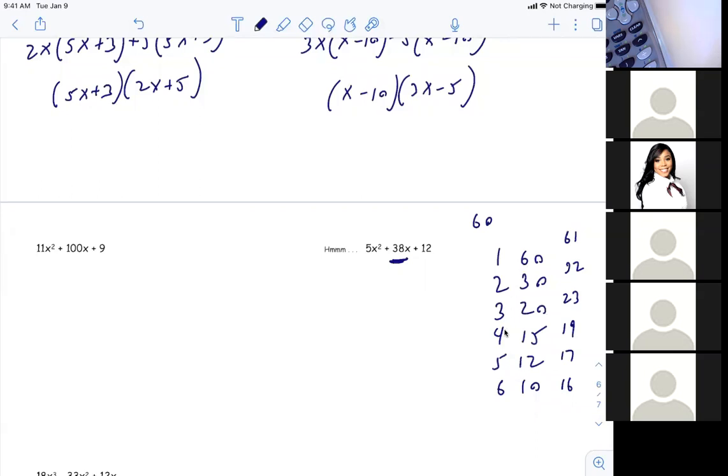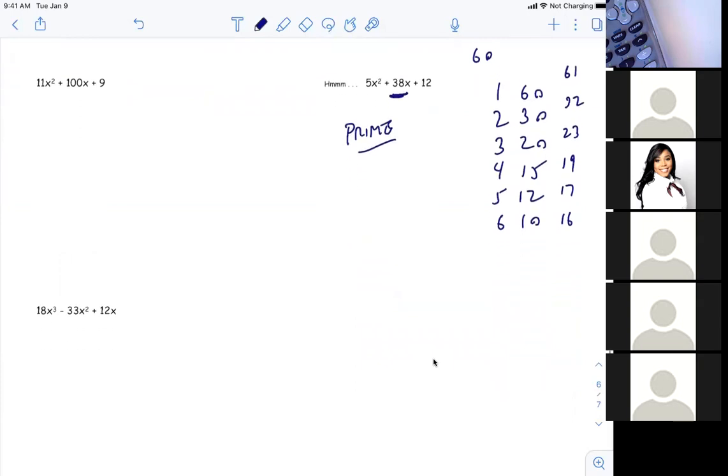And once we've done this, once we've made, let me be clear, once we've made an exhaustive list of all the ways to multiply and get AC, and none of them have the sum of the middle coefficient, B, then we can say it's a prime polynomial. It cannot be factored, not with whole numbers anyhow. Okay. So hope that answers that earlier question.